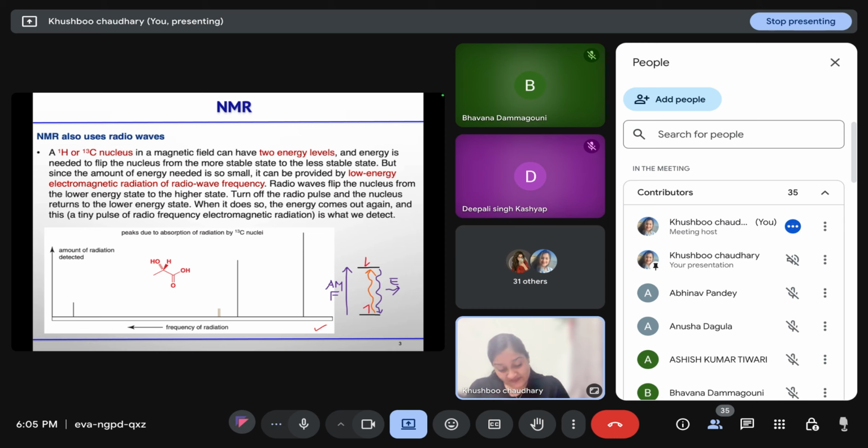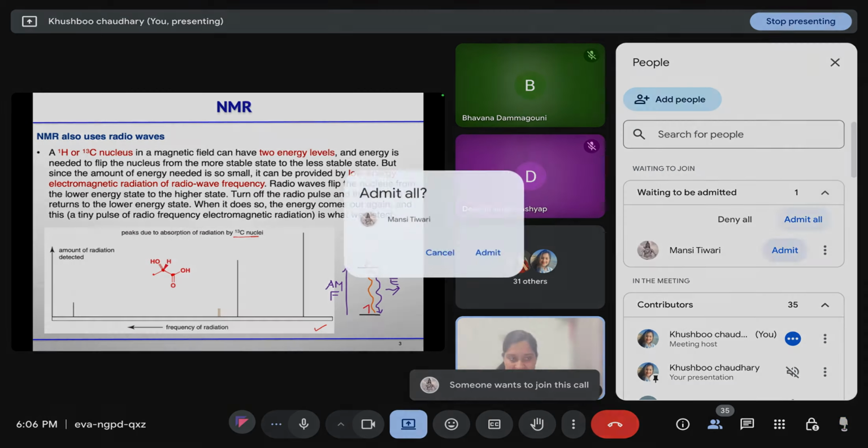In this case, this is the carbon 13 spectra. So how many different carbons are there? This is the one methyl carbon. Then next is the carbon that is attached to the OH and one hydrogen. And the next one is the carbon attached to the two oxygens.